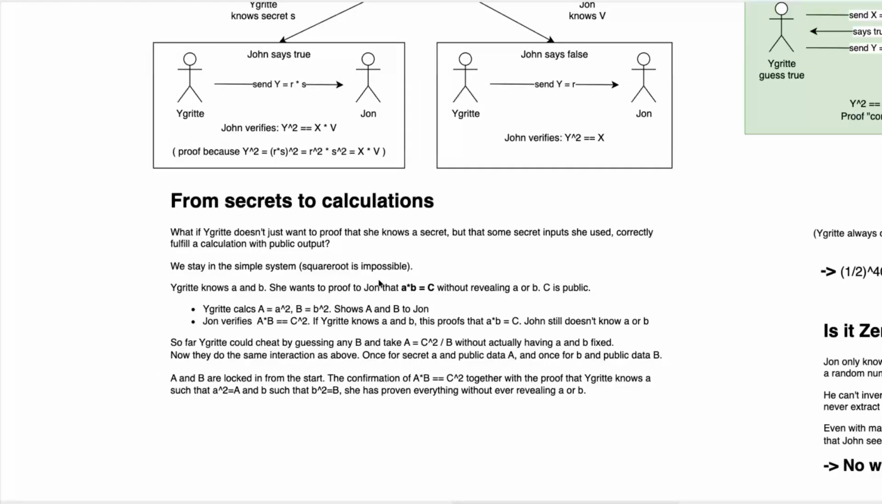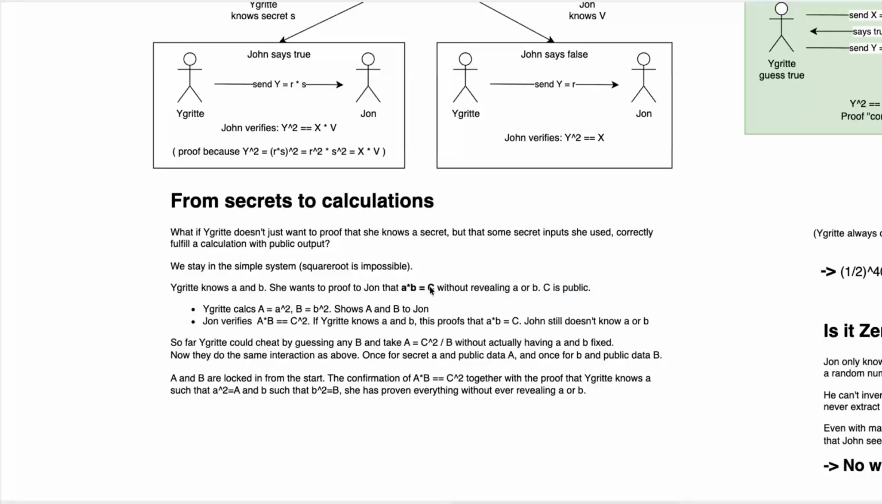So for us in our system, since we do squaring and we have again the same thing where square root is impossible, we stay in a simple system where square root is impossible, but multiplication is easily doable. So we use a multiplication calculation and we say, okay, Egrid has secret inputs A and B, and wants to prove to John that A times B equals C, with C being the public data. And she doesn't want to reveal what A or B is.